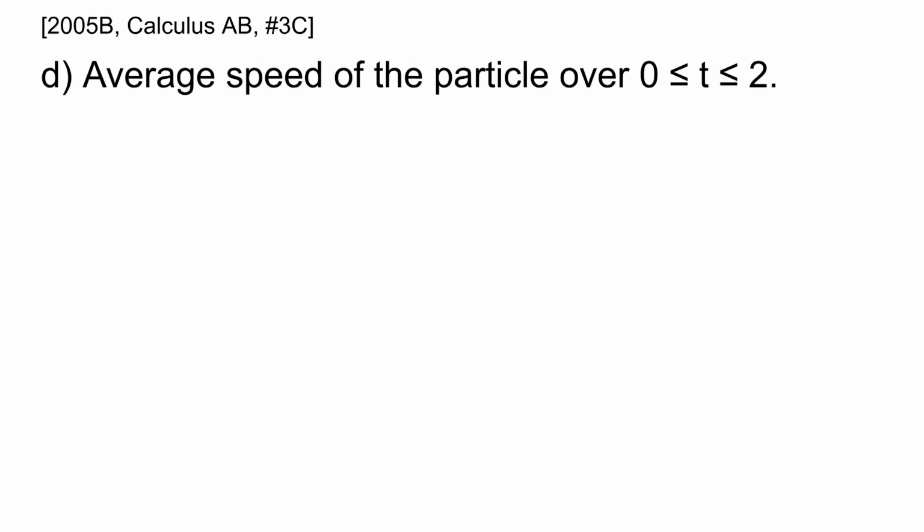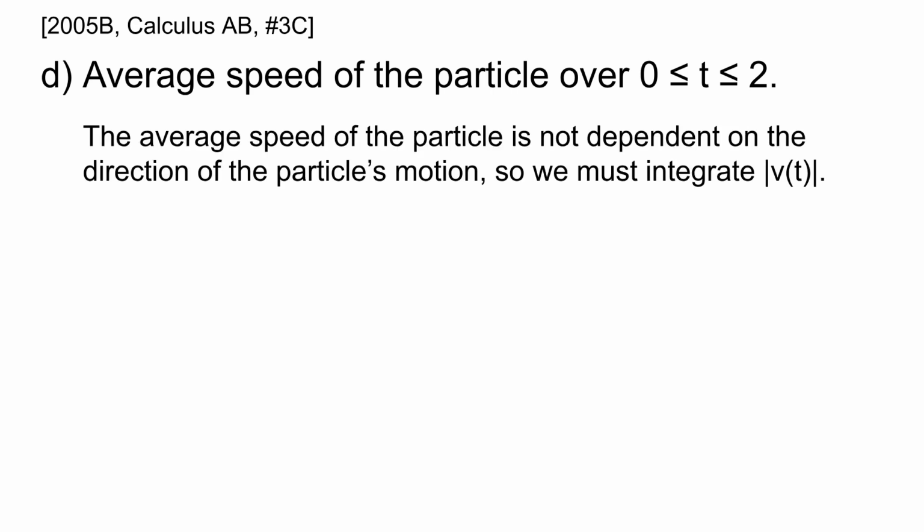In part D of this question, we are asked to calculate the average speed of the particle over the interval from 0 to 2. The average speed of the particle is not dependent on the direction of the particle's motion, so we must integrate the absolute value of v of t.